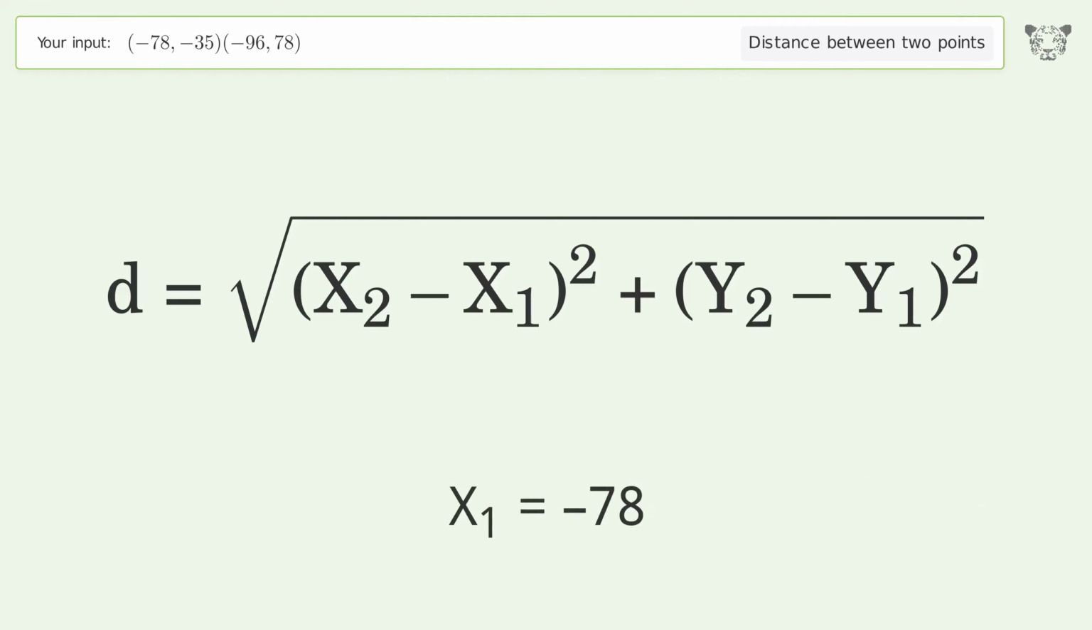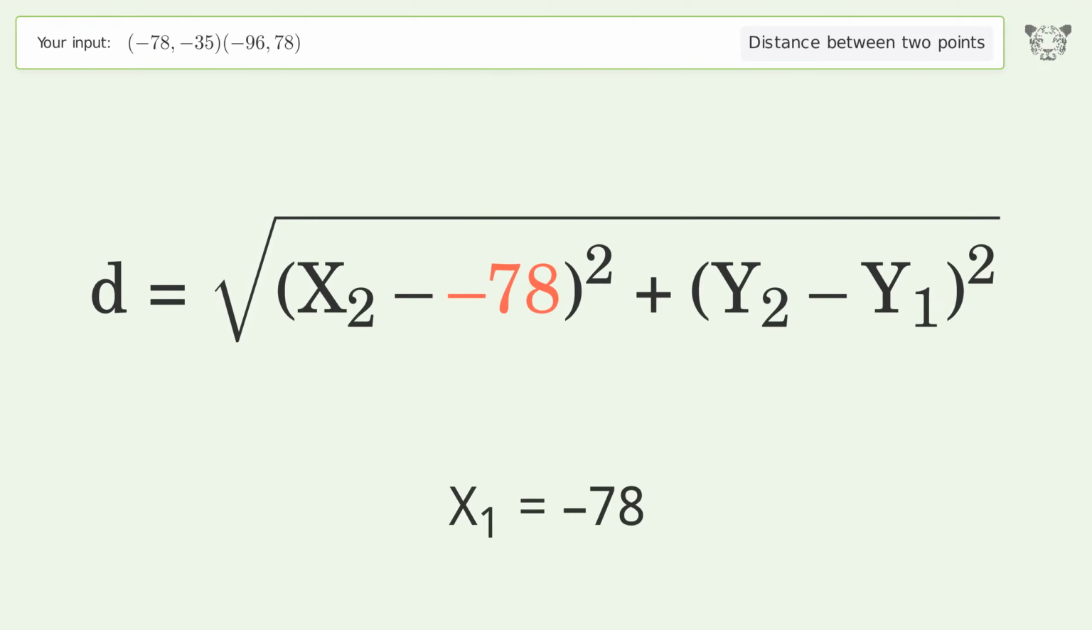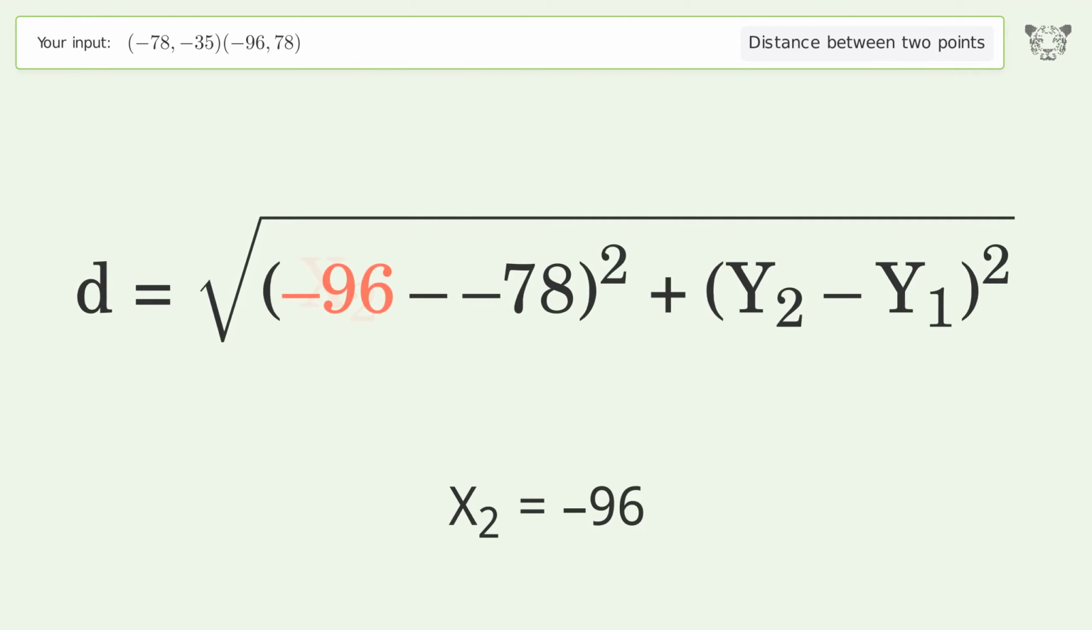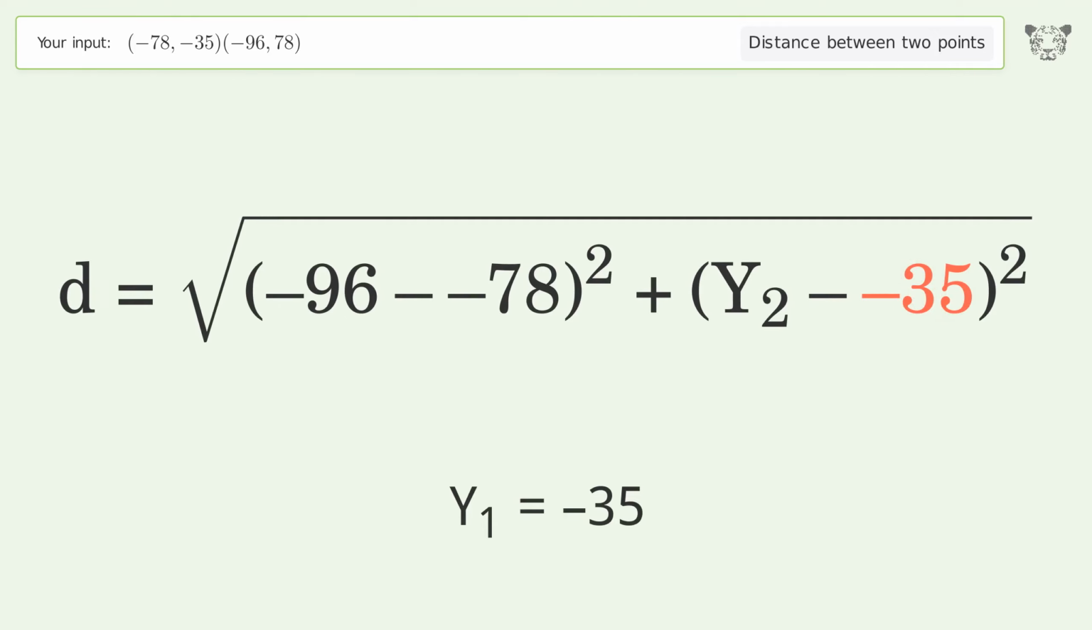x1 equals -78. x2 equals -96. y1 equals -35. y2 equals 78.